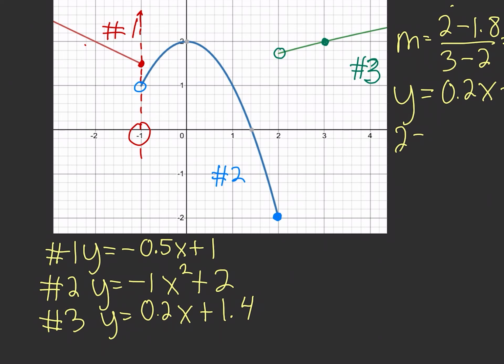It's a key point where I need to distinguish that the red graph, the line, is to the left of that, and the blue graph, the parabola, is to the right of that, but I have to decide which one is actually at the value of x is -1. As I showed, where the dotted line goes up shows that I hit that red point, and the red graph, the line, is everything to the left of that.